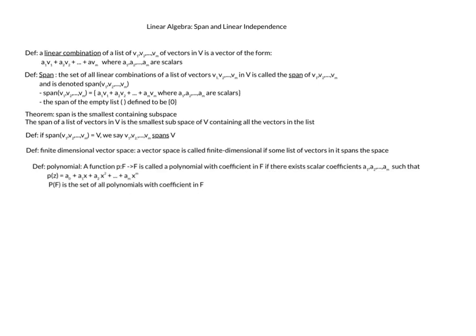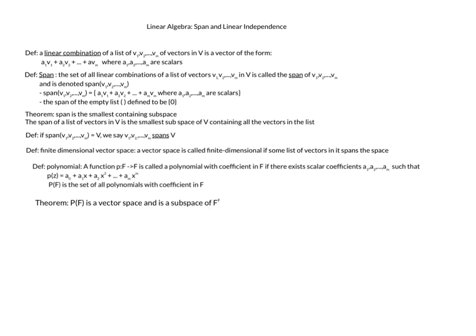Our next definition is of a polynomial, which you totally know, but here it is in your book. A function p that maps from F to F, where again F is the complex numbers or real numbers, is called a polynomial with coefficients in F if there exist scalar coefficients a0 through am such that p of z, and here the z is instead of p of x to emphasize that it could be a complex number, is equal to a0 plus a1z plus a2z squared all the way to amz to the m. And then this capital P of capital F is the set of all polynomials with coefficients in F.